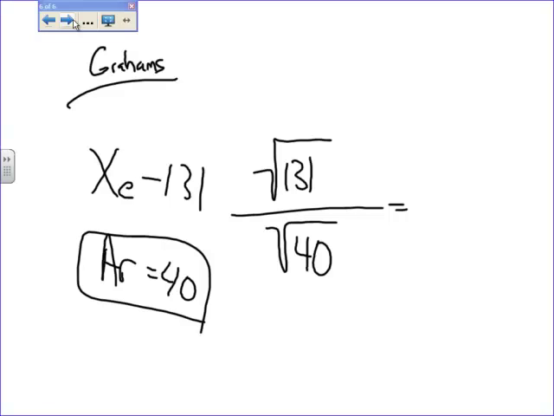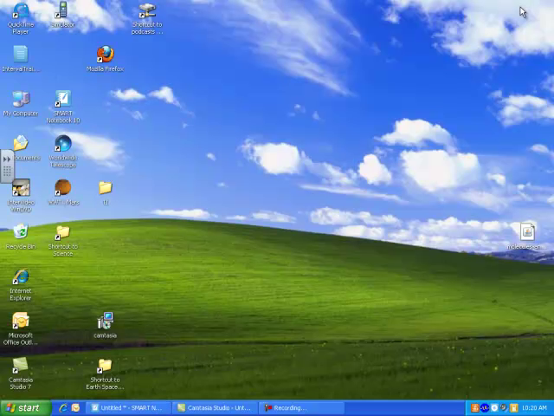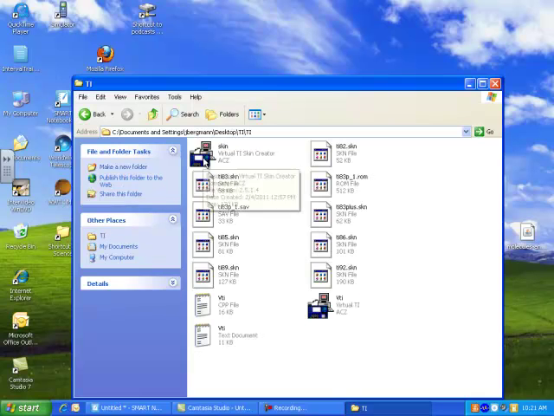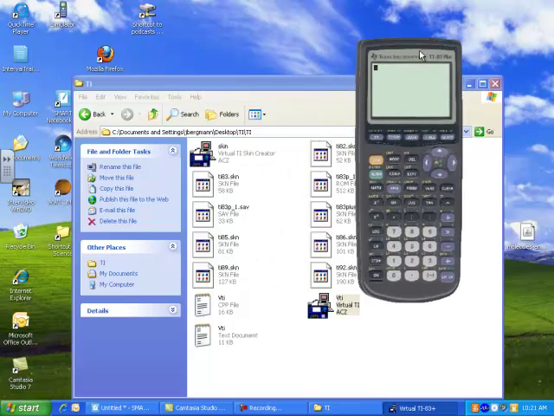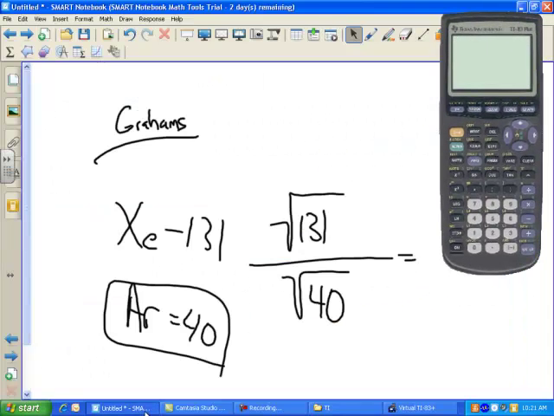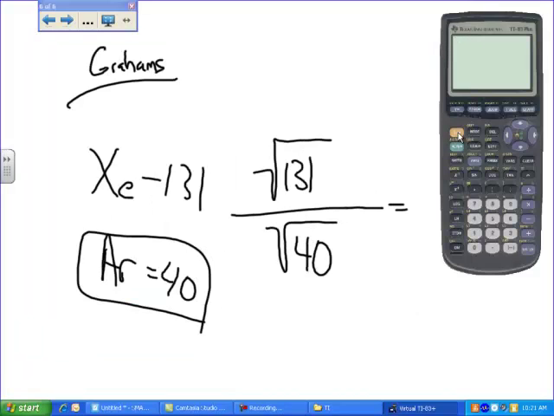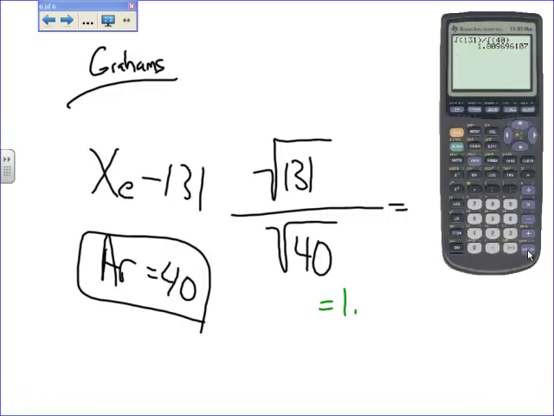Okay, so let's pull up the calculator. I'm going to take the square root of 131, second square root, 131, close my parentheses, divided by the square root of 40. That's 1.8 times faster. Don't take 131 divided by 40, you get about 3. It's the square root.